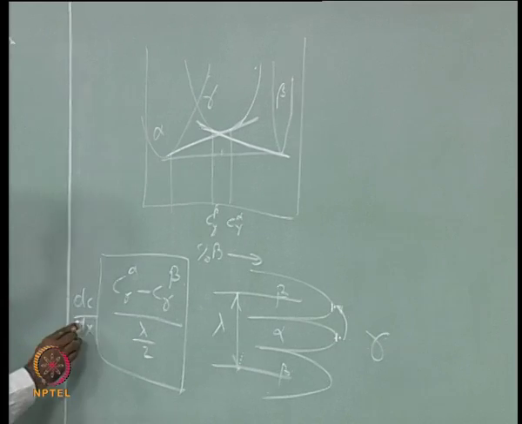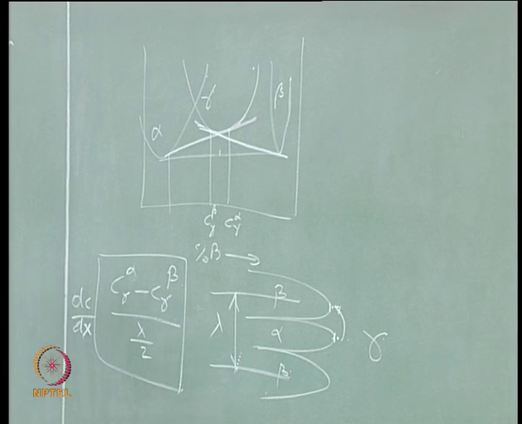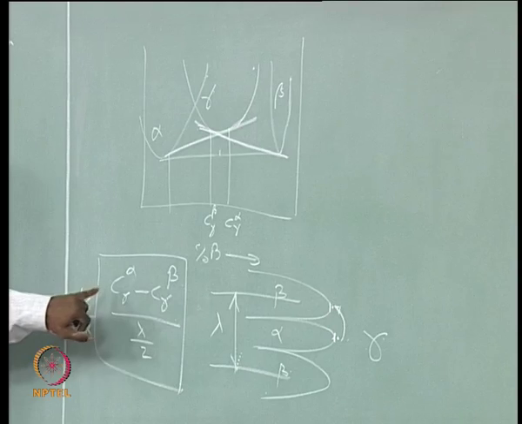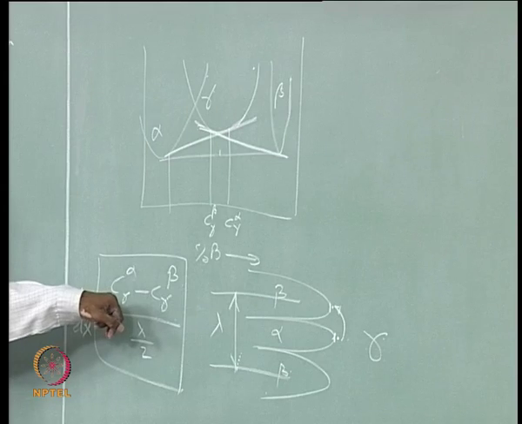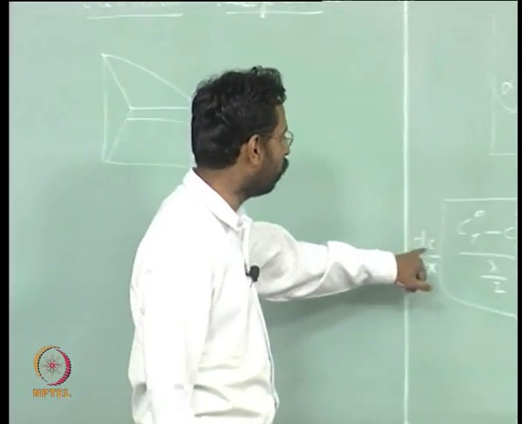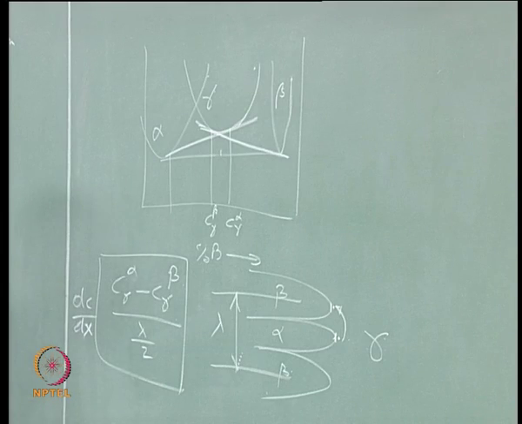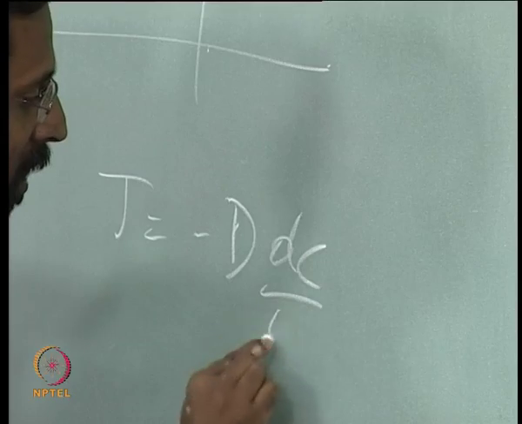I put this x as small, and one has to remember certain notations. Capital X usually means mole fraction. Some people prefer to write x here rather than c. For composition, you can use either c or x, as long as you are consistent in the notation. So if this is the case, then we know the flux J is minus D dc by dx.